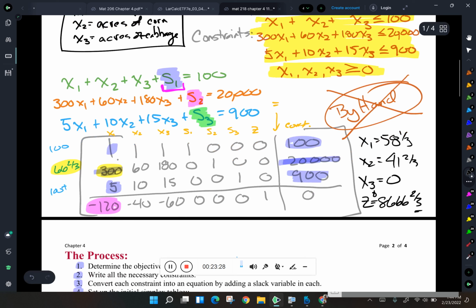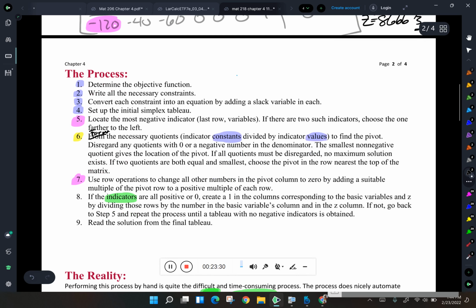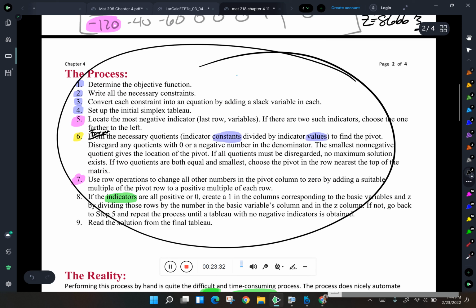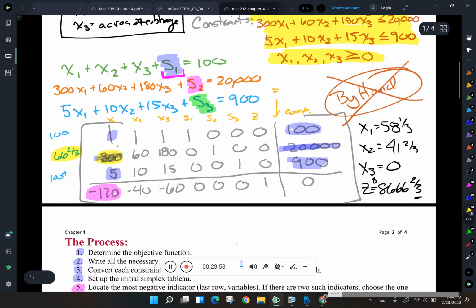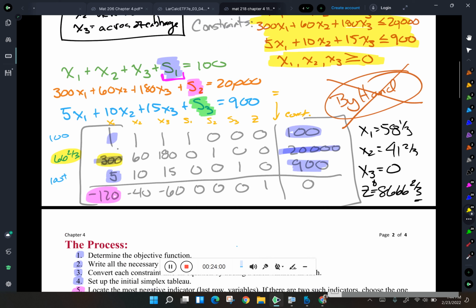And what it did is it did this process right here, just computerized it. It wrote it as a program. And if you've ever done any programming before, this idea of identifying the quotients and picking the pivot element and then pivoting until all the indicators are positive or 0, it's just a loop. And so it'll loop through there and do it again and again. So that's how we solve linear programming problems of multiple variables.